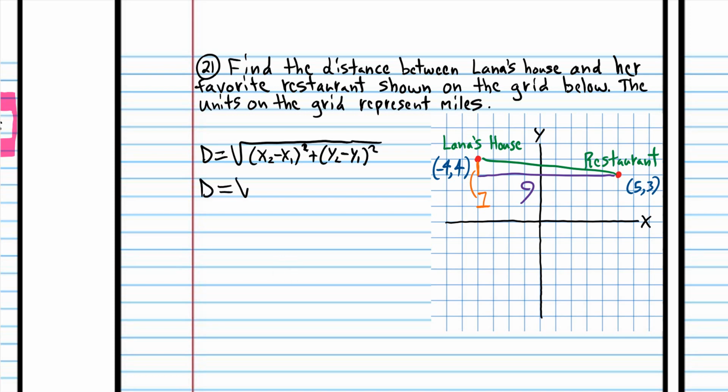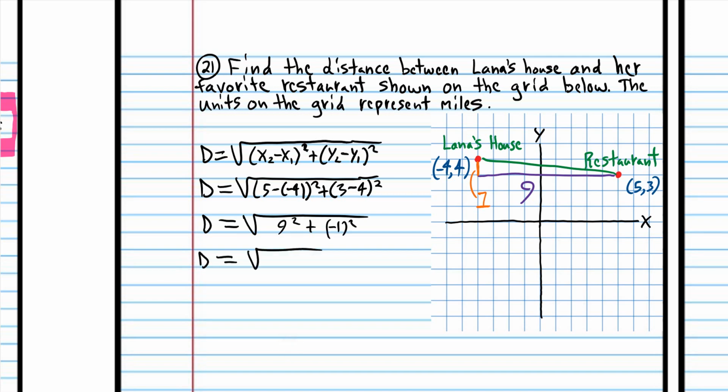But as you can see, you just plug in those points, and we have 5 minus -4. It just depends on which coordinate is point 1 and which coordinate is point 2. y2 minus y1. And we have, that would be 9 squared and -1 squared.